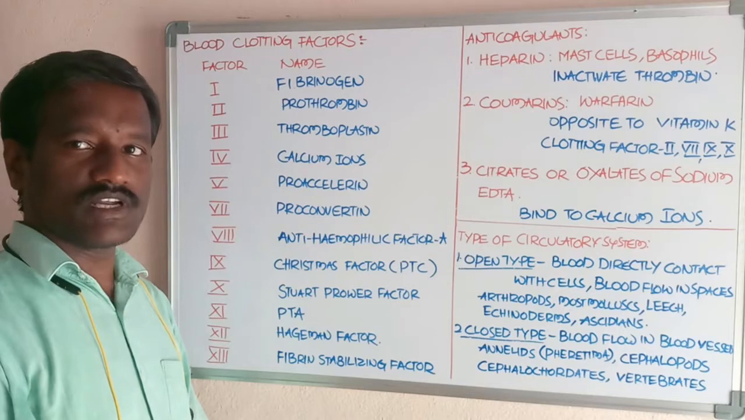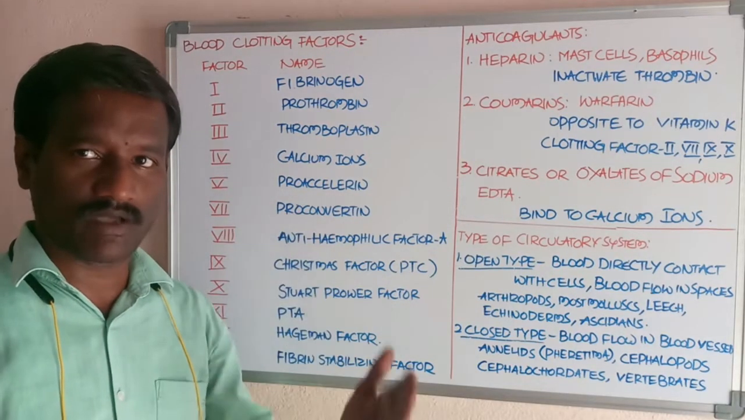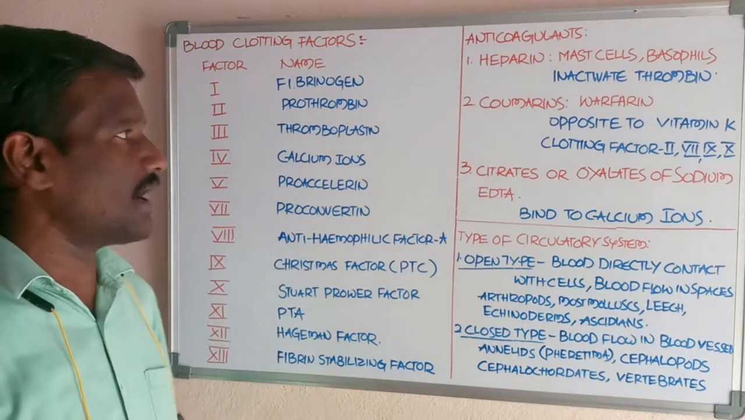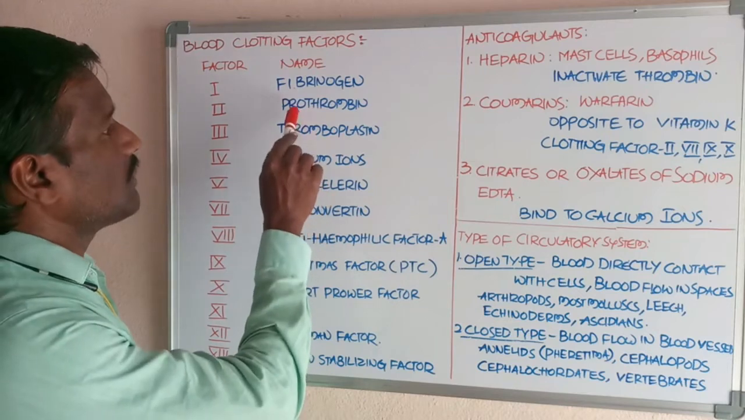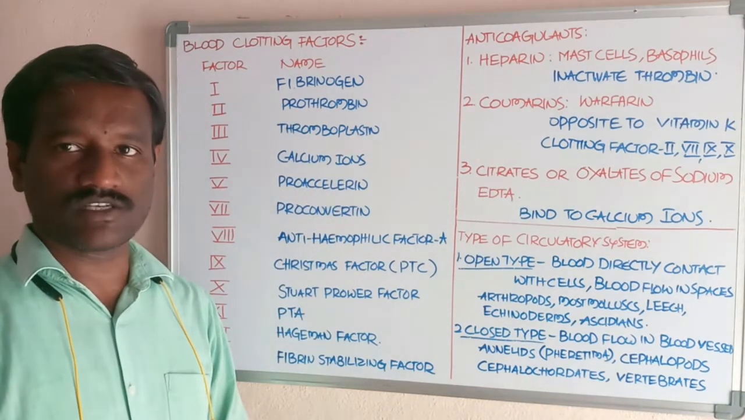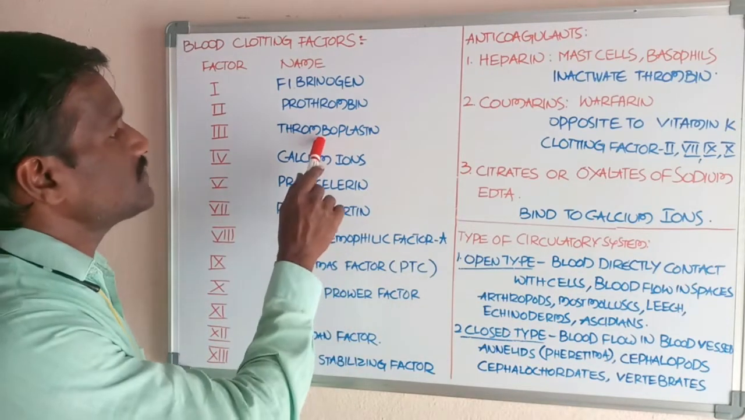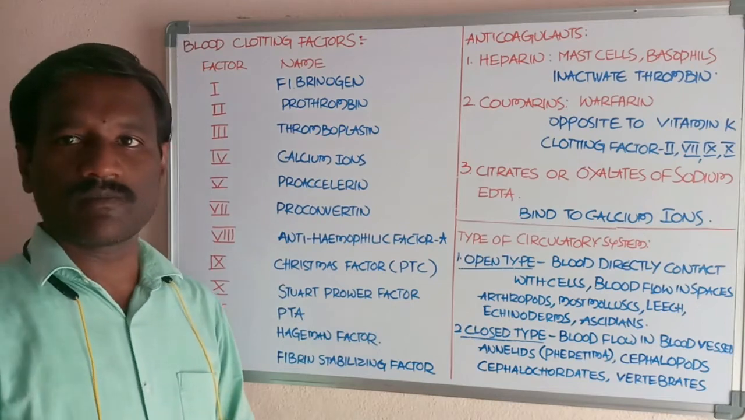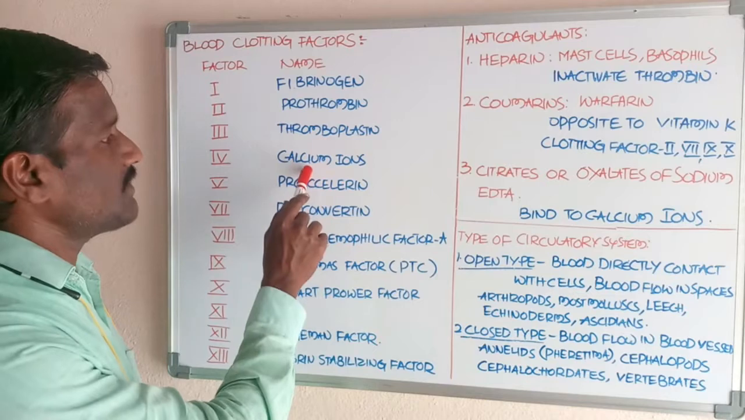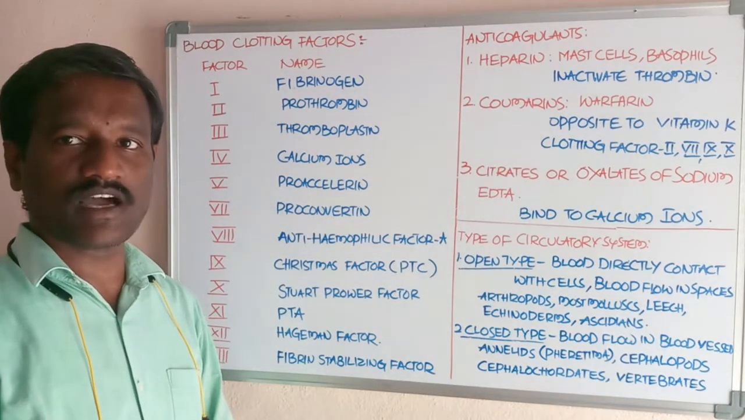Fibrinogen is the blood clotting factor. Fibrinogen converts into fibrin fibers in the third step of the mechanism of clotting of blood. And prothrombin activator is formed in the first step of the mechanism of clotting of blood. And thromboplastin tissue is also formed in the process of the prothrombin activator. Next, calcium ions. With the help of the calcium ions, prothrombin is converted into thrombin.